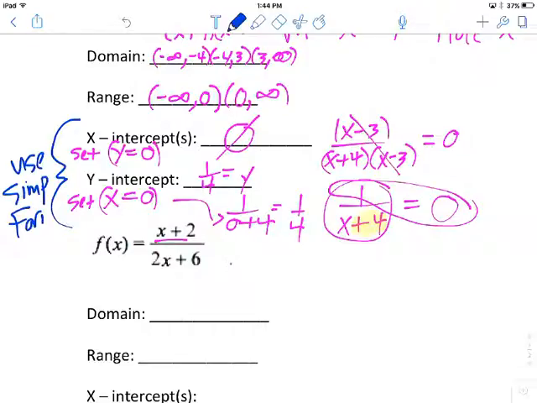What I did is I canceled those x minus 3's, and what was left was this beauty, 1 over x plus 4. It helped me find those values more simply. I just know there's a hole at 3. So it really is the graph of 1 over x plus 4. There's just a hole at 3.